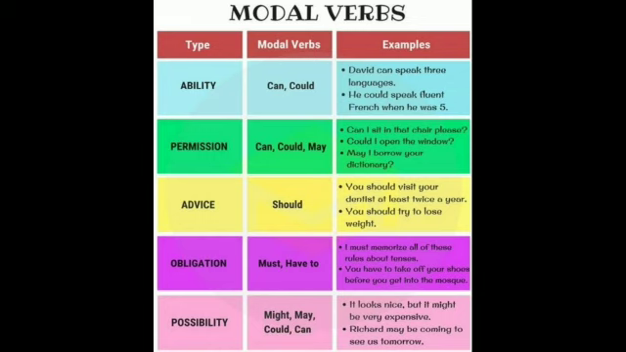Then possibility. Might, may, could, and can. He may go to school, or he could come here, or they can be here in no time. This shows the possibility of doing the action. So verbs are meant as doing the actions.